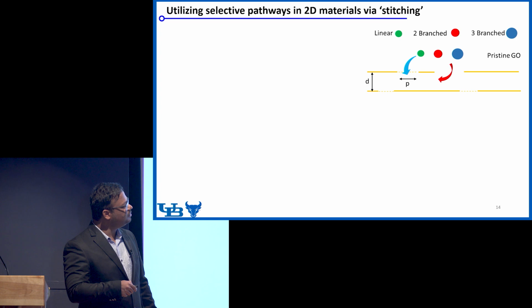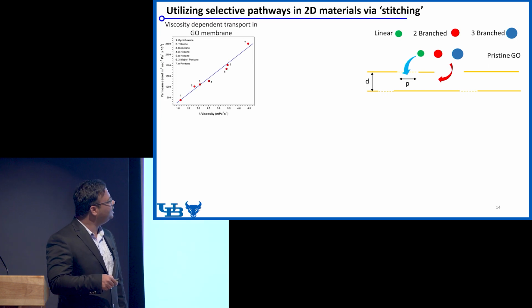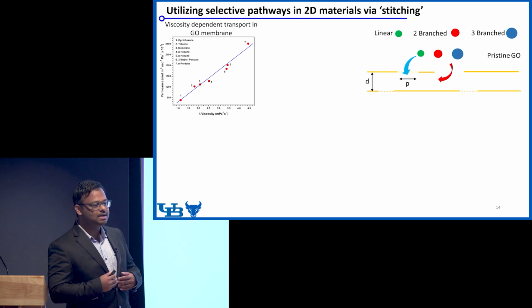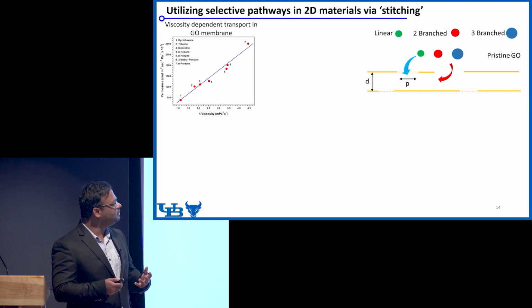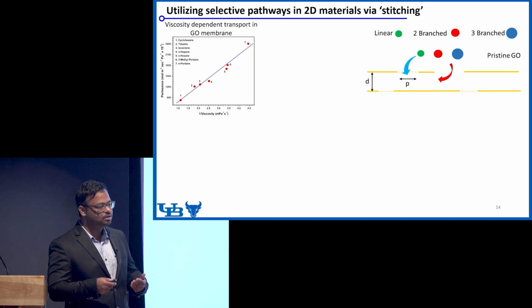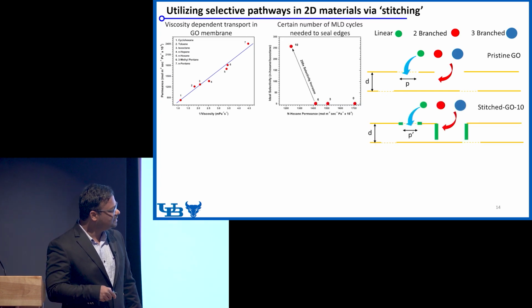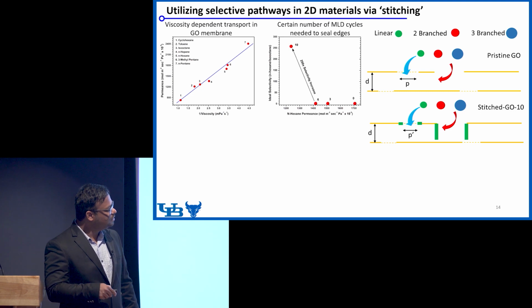In a pristine graphene oxide where you have the edges open and the big pores which are present, you actually find that all the 3 molecules enter the membrane and you have a viscosity-dependent permeance to this membrane. This kind of permeance has been reported by a lot of literature, where they show that the permeance of solvents in a graphene oxide membrane actually depends on the viscosity. But what happens if we do just 10 cycles of MLD? We end up sealing these edges so that we can actually cut out the larger molecule.